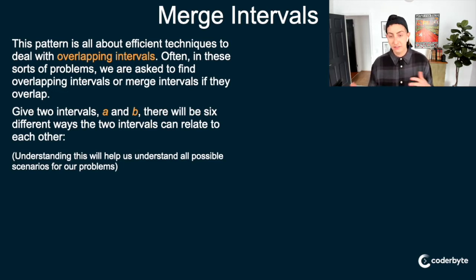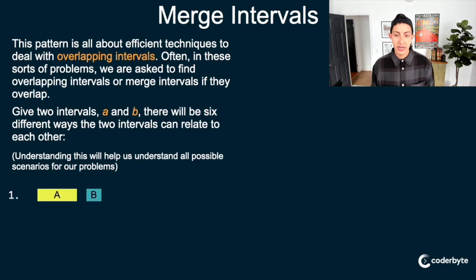So basically, if there are two intervals that you're comparing, let's say an interval from 2 to 4, and then there's another interval from 3 to 7, those are two intervals. There are only 6 ways that those intervals could possibly interact with each other.